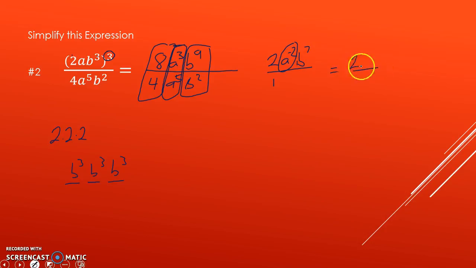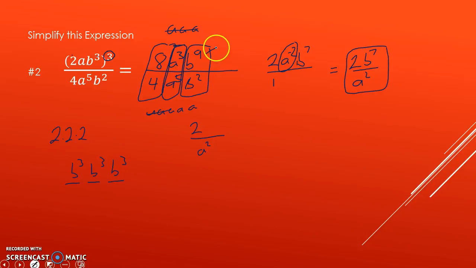So I would have 2 and then b to the 7th on top over a to the 2nd on the bottom. Another way of thinking about this is 8 over 4 is 2, but then a to the 3rd and a to the 5th, I would have 5 a's on the bottom and 3 a's on the top. These 3 a's would wipe out 3 of these a's, and I would have 2 a's left over on the bottom. Same thing with the b's.